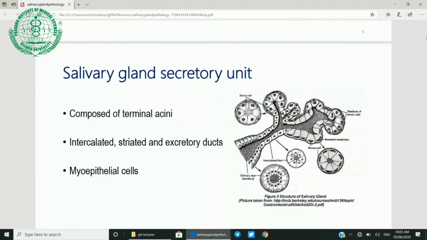When we talk of a salivary gland secretory unit, it is mainly composed of terminal acini. You can see there, this is a serous cell secreting serous fluid. This is a mucous cell which will secrete mucus, then the intercalated, striated and excretory ducts, and then there are myoepithelial cells.